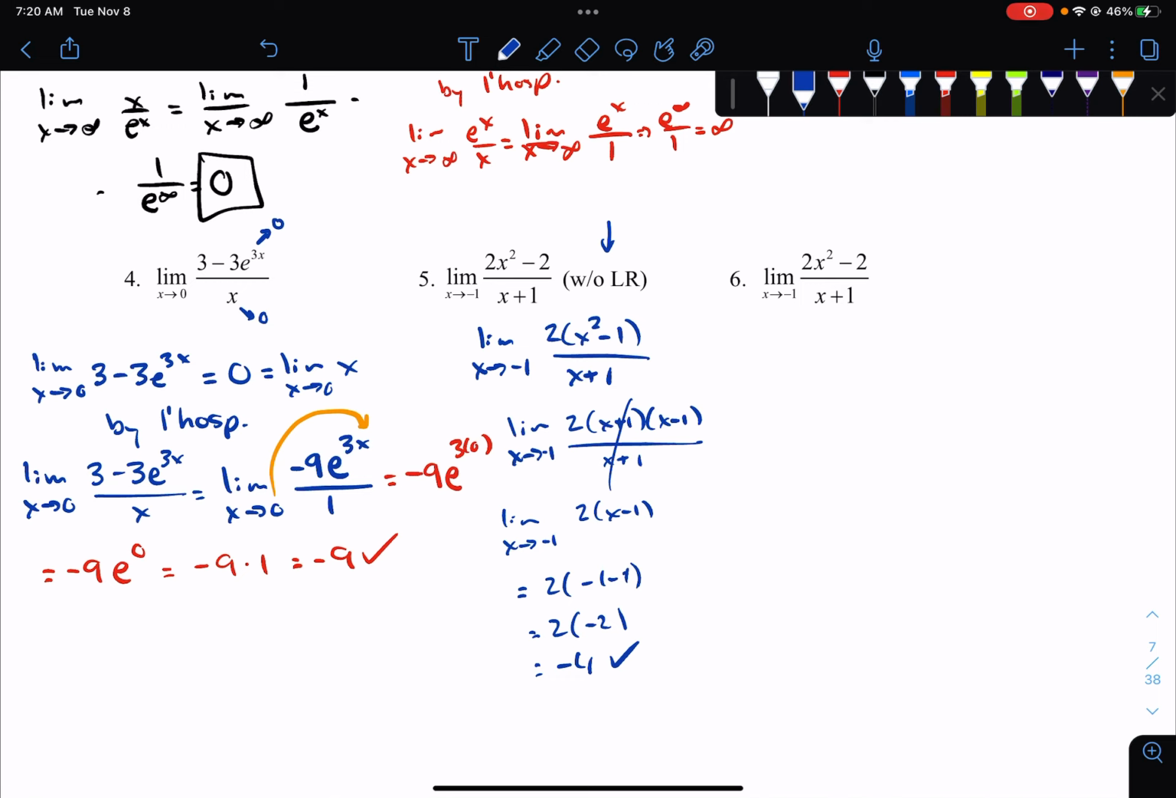So that's how we would have done it. But now that I know L'Hopital's rule, the limit of the top, if I plug in a -1, I get 2 minus 2, which is 0. If I plug -1 into the bottom, I get -1 plus 1, which is 0.